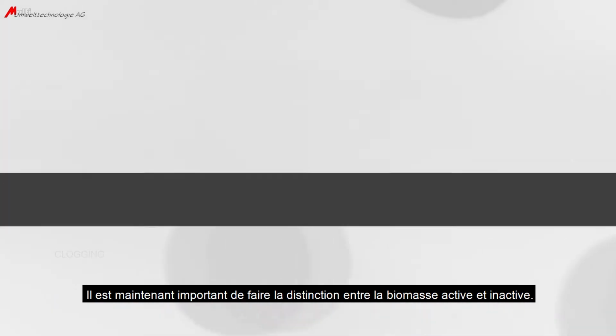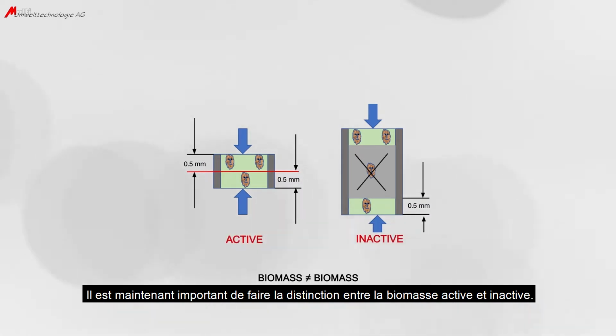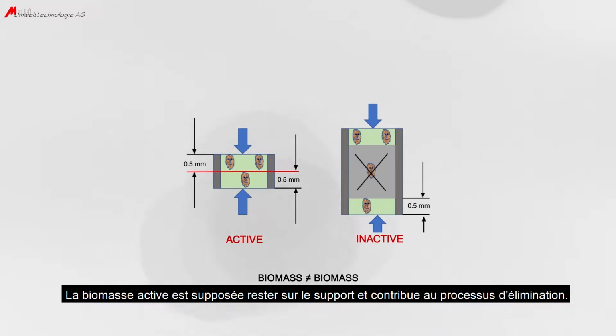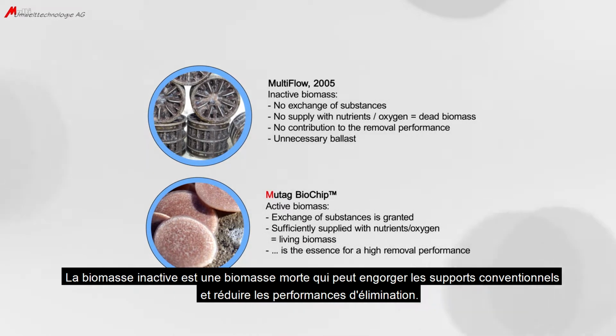At this point, it is of special importance to distinguish between active and inactive biomass. Active biomass is intended to be kept on the carrier and contributes to the removal performance. Inactive biomass is dead biomass, which can clog conventional carriers and only reduces the removal performance.